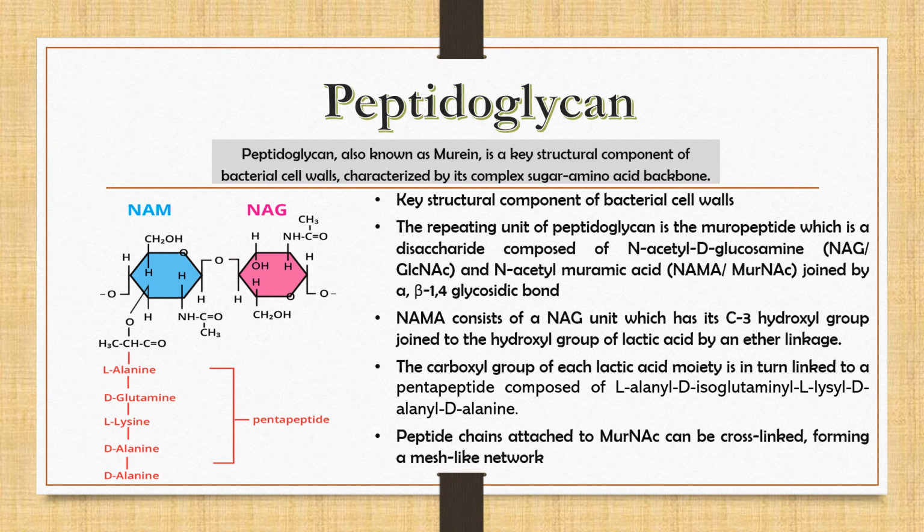the peptide side chain of an adjacent polysaccharide chain, either directly as in E. coli or through a short connecting peptide, e.g., the pentaglycine in Staphylococcus aureus. In gram-negative bacteria, the third amino acid in the peptide stem is often diaminopimelic acid, whereas in gram-positive bacteria, it is L-lysine.